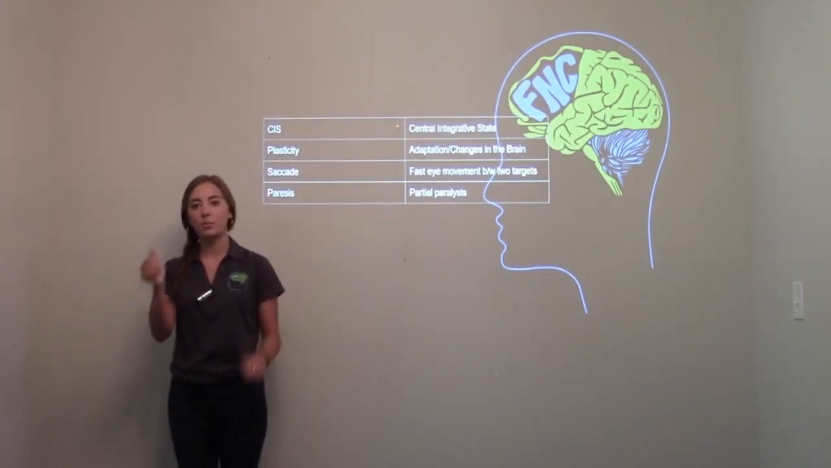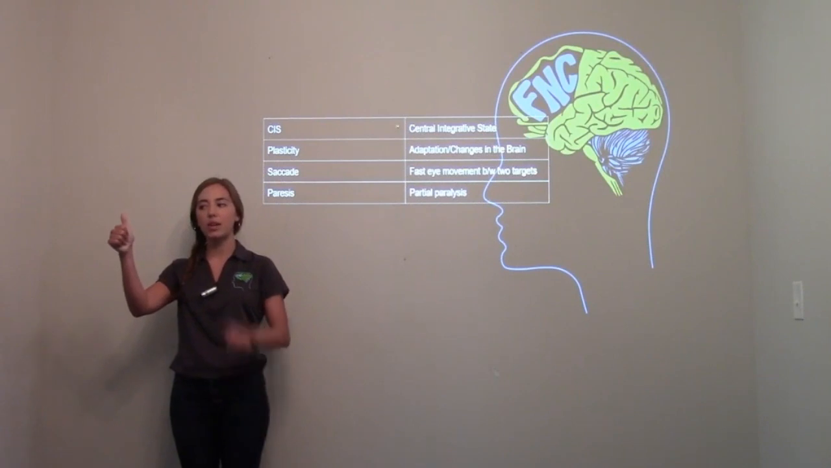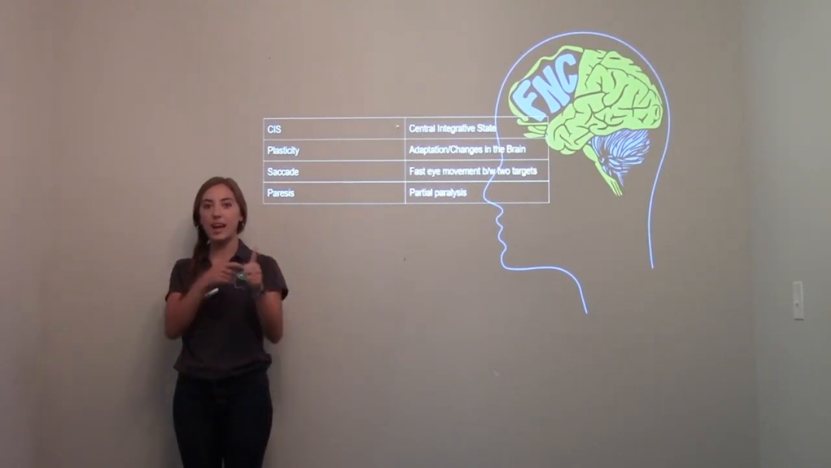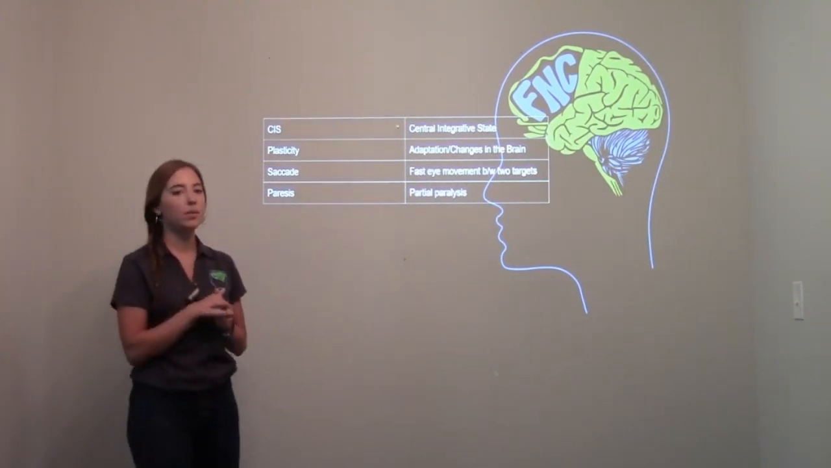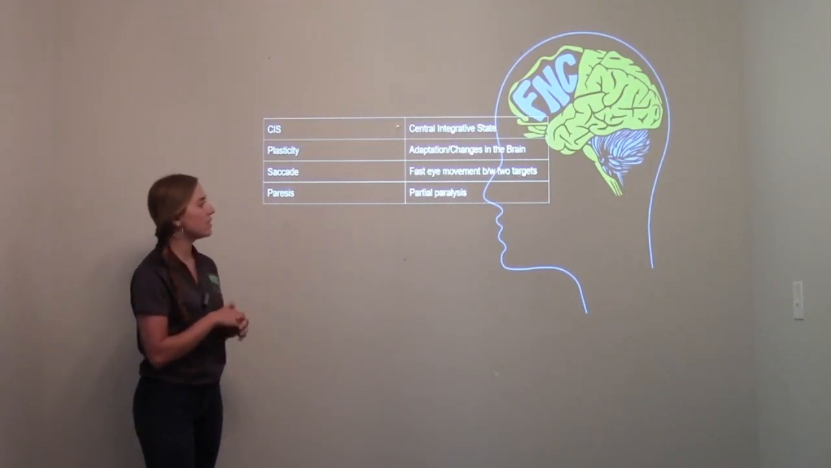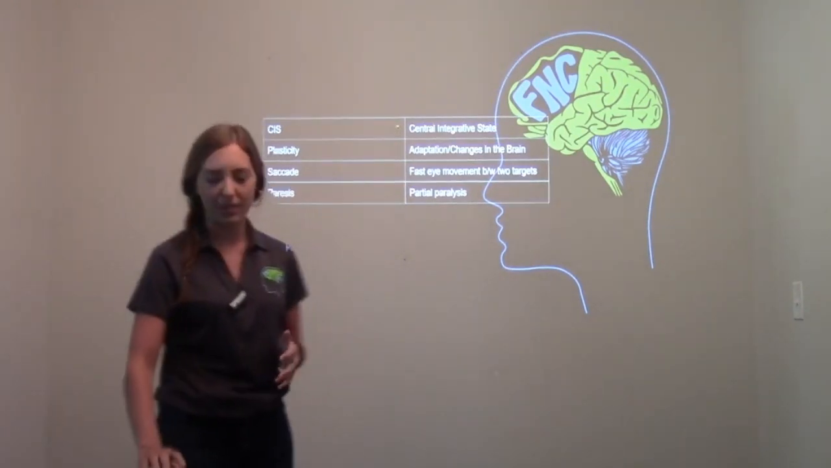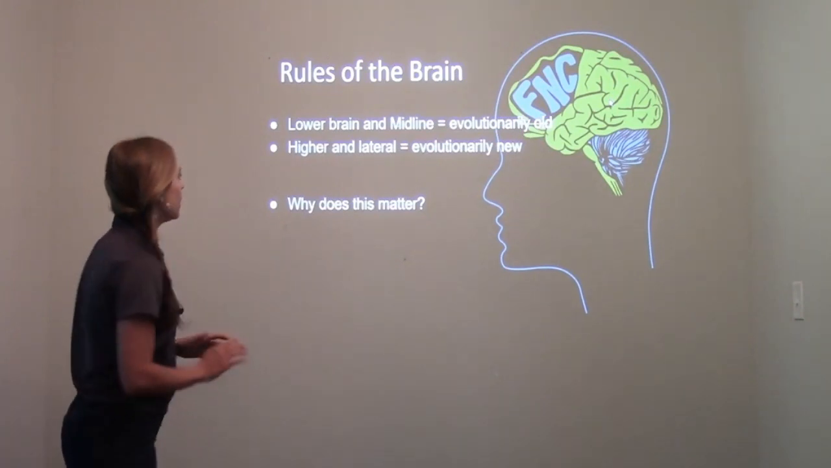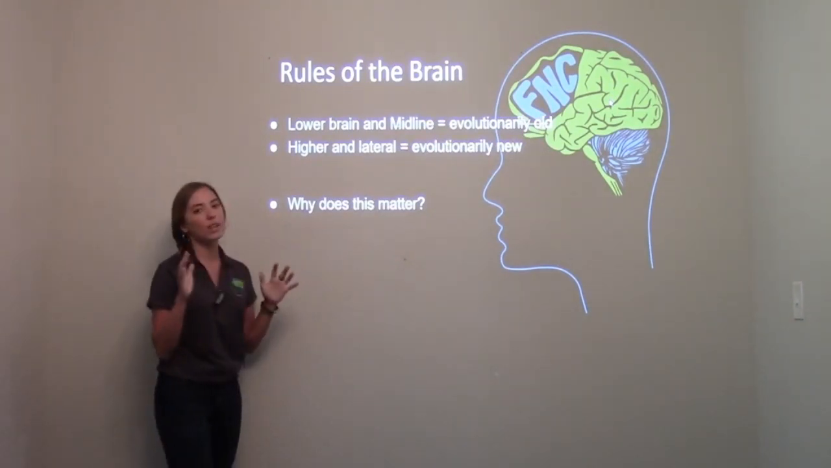Saccades, so the pursuit was that slow eye movement. The saccade is that quick snap back. It's another reflexive eye movement that we have. And paresis is just a partial paralysis, so what it sounds like. So let's go over these big overlying rules of the brain.